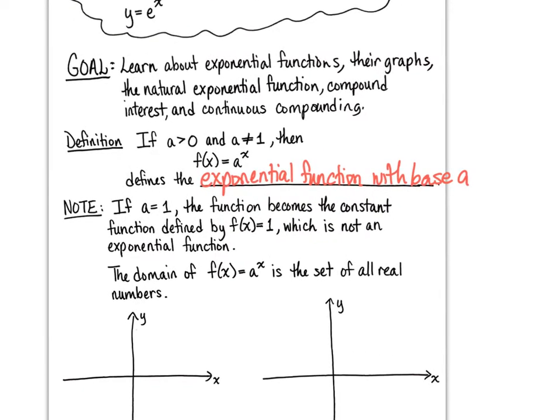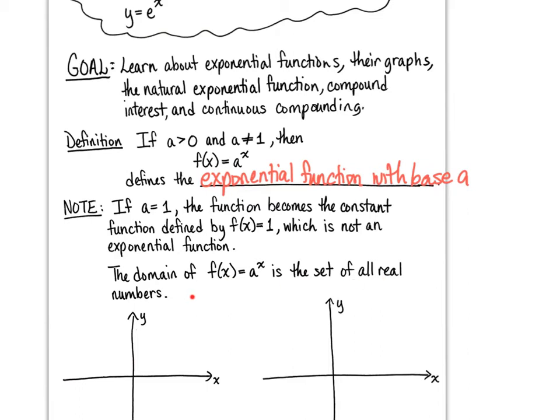Note that if a is equal to 1, so if you put a equals 1 here, you're just going to have 1 to the x, which just means that this function is going to be the constant function defined by f of x equals 1, which is not an exponential function. So that's why we say a is not equal to 1, and we also say a is greater than 0. Okay? The domain of f of x equals a to the x is the set of all real numbers.